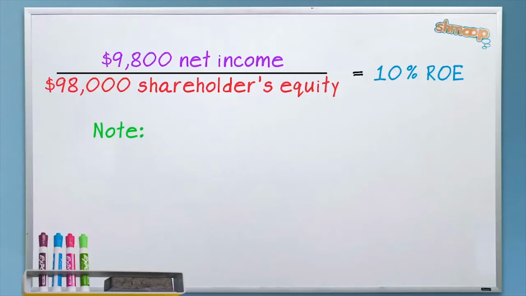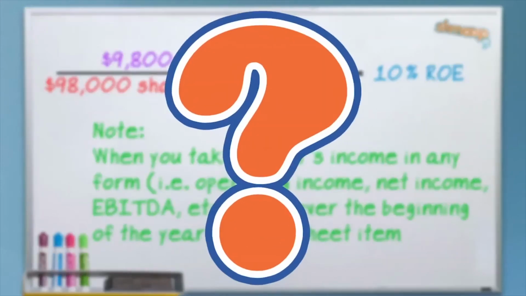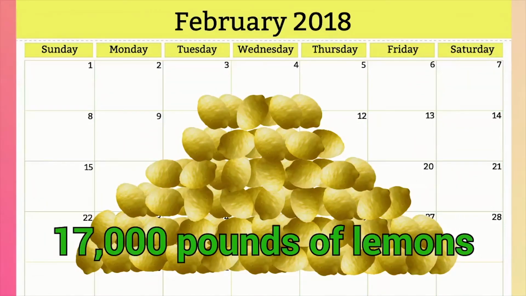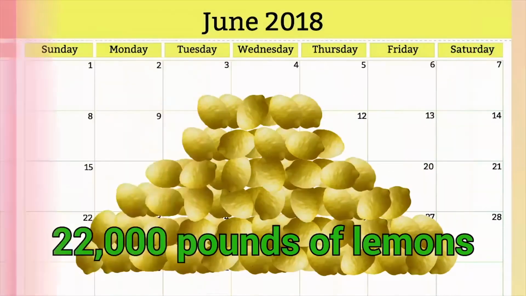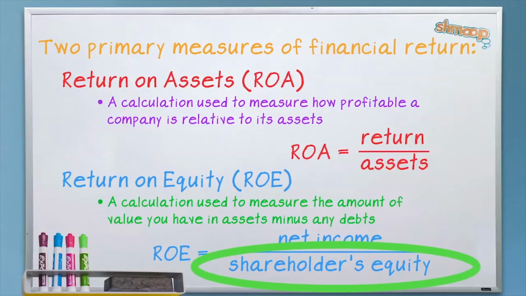And oh, by the way, in any of these calculations where you take a year's income in whatever form, operating, net income, EBITDA, you put it over the beginning of the year balance sheet item. Why? Because at the beginning of the year, you have your finite universe of assets with which to manage. Based on those resources, you then generate returns for the subsequent following year. So the denominator is kind of easy. Shareholders' common stock equity at the beginning of the year.